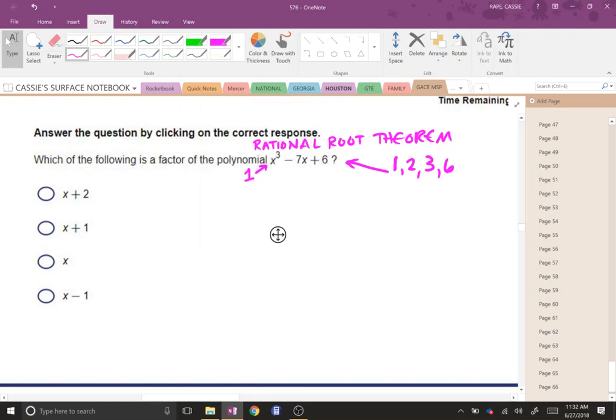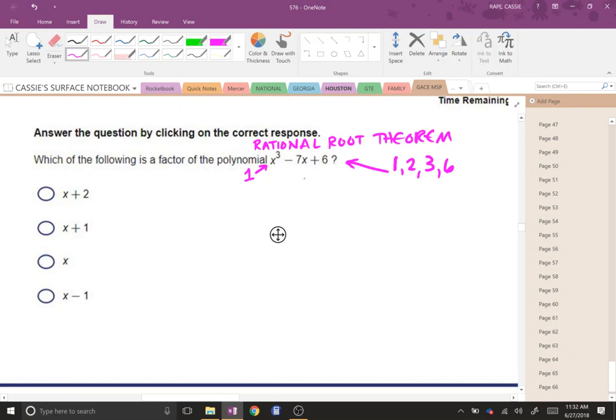There are so many different possibilities for roots, but if there are rational roots, this is what they're going to be. It's going to be any combination of the constant's factors over any combination of the leading coefficient's factors.